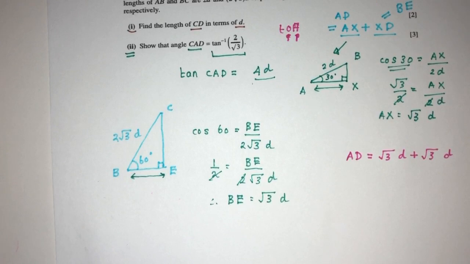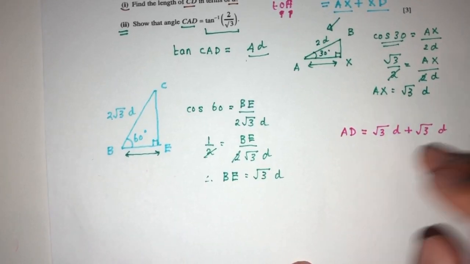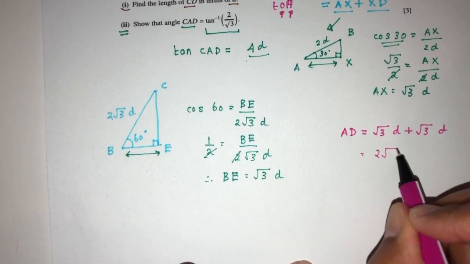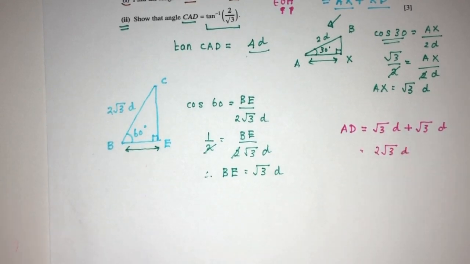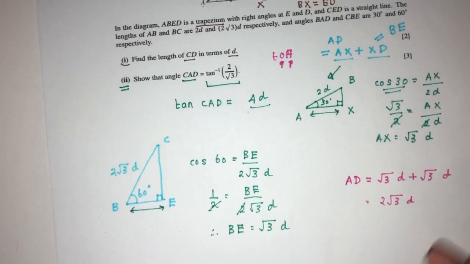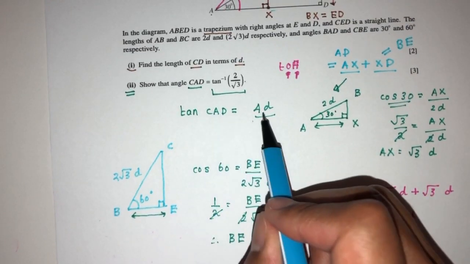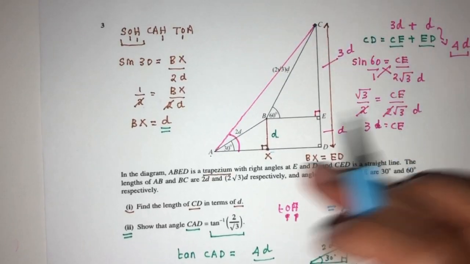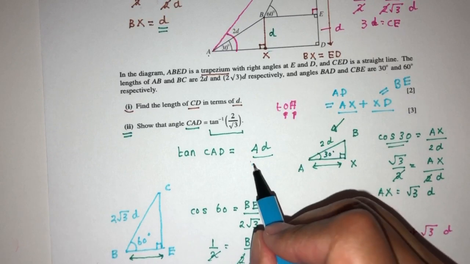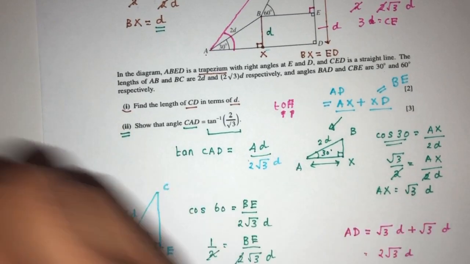So both seem to have the same value in this case. So let's see what we get. This plus this will give you 2 root 3 D. Now going back to this main equation, tan CAD will be the opposite side over the adjacent side. That will have to be 2 root 3 D.